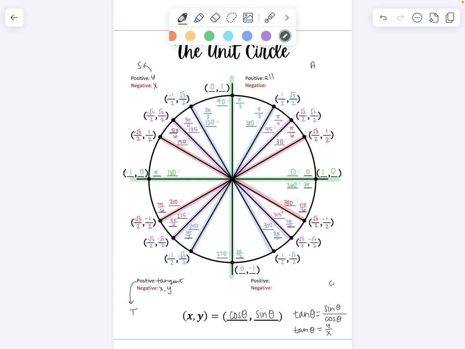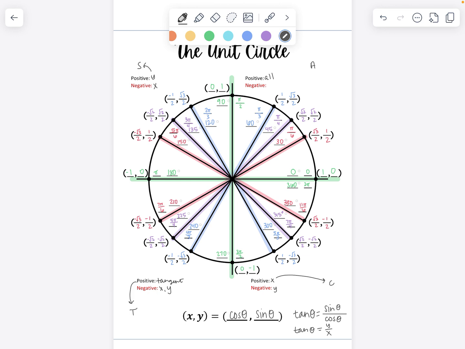And in quadrant 4, our x value is positive, but our y value is negative. And remember, x being positive matches with our cosine. And then y being negative would also make tangent negative when we make a fraction out of x and y, our sine and cosine.